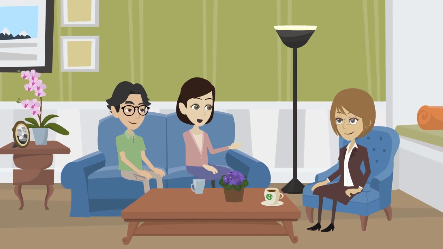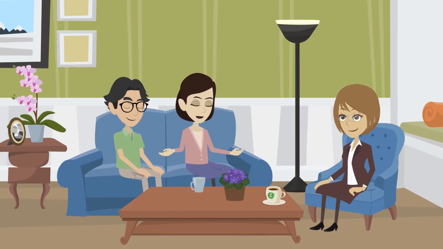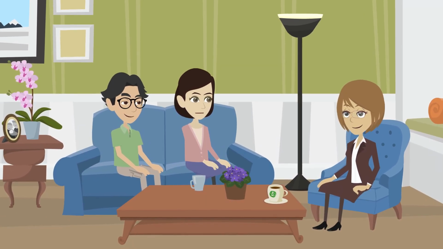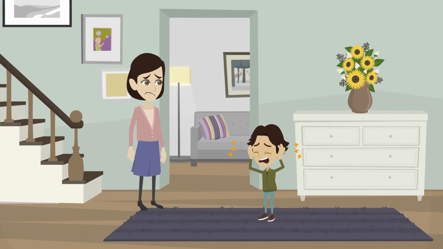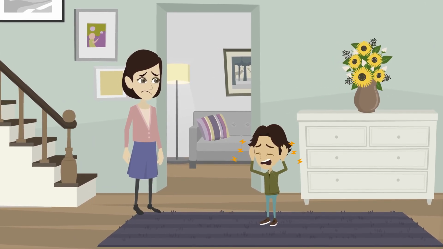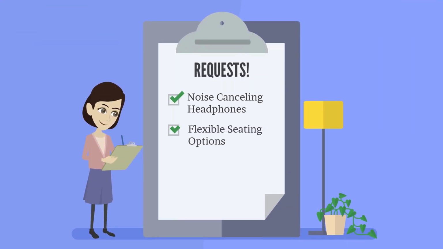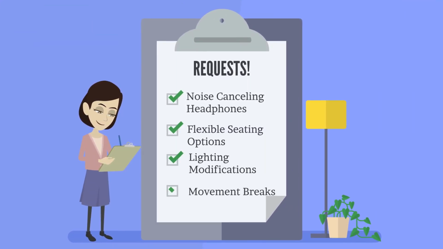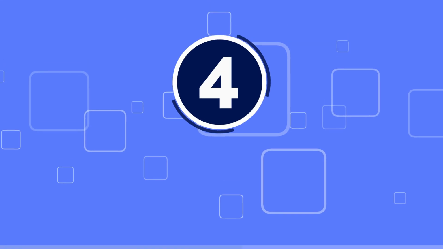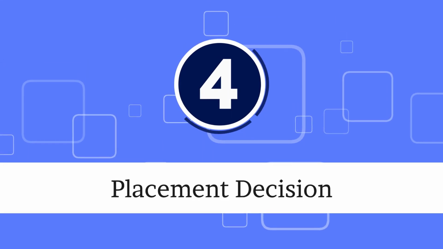But here's what many parents don't know. You can request specific accommodations based on your child's unique needs. For example, if your child struggles with sensory processing, you might request noise-canceling headphones, flexible seating options, lighting modifications, movement breaks.